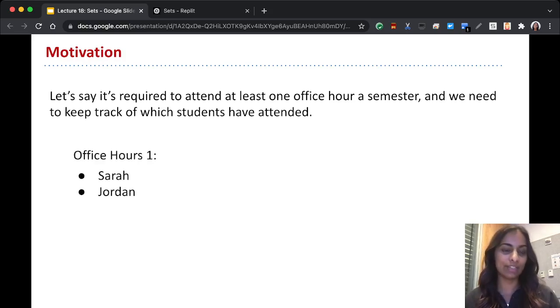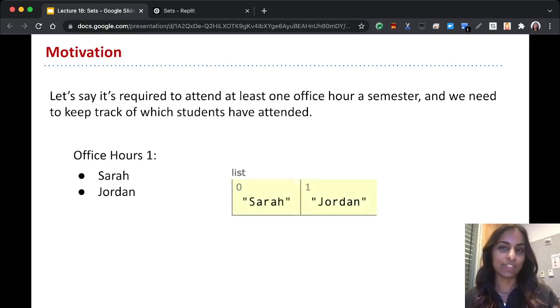So here's what that might look like. We have our first office hours. Sarah and Jordan attend these office hours. So we add them to a list and we say, okay, these are the people that have attended. Let's just keep this in a list.